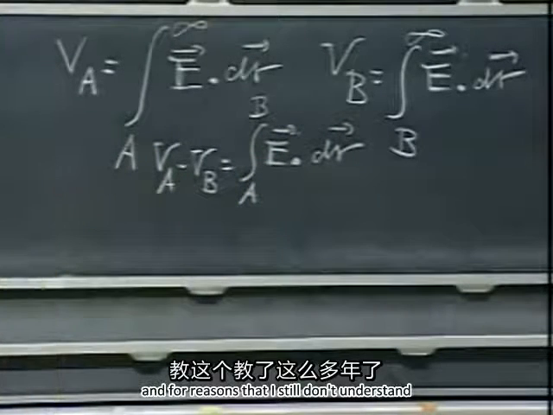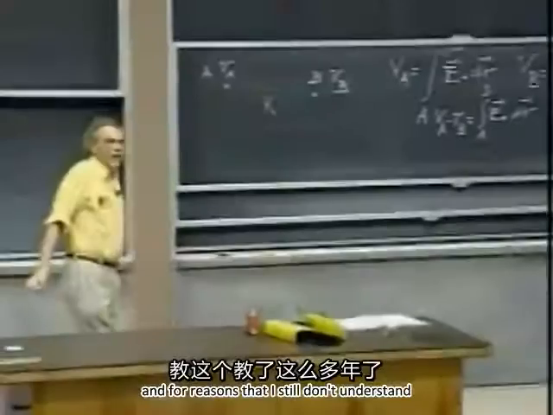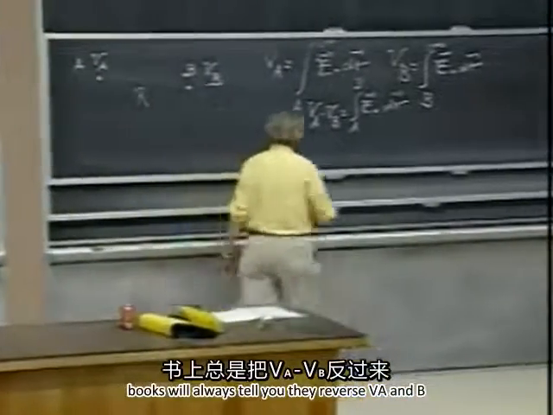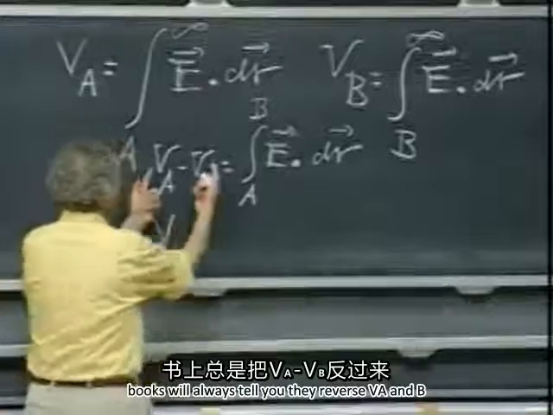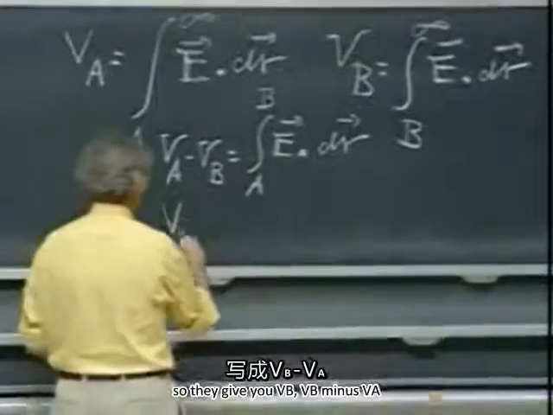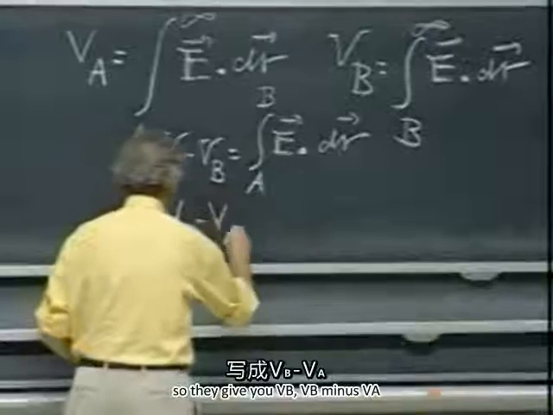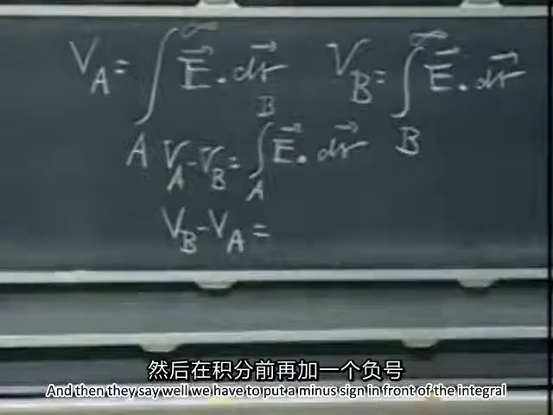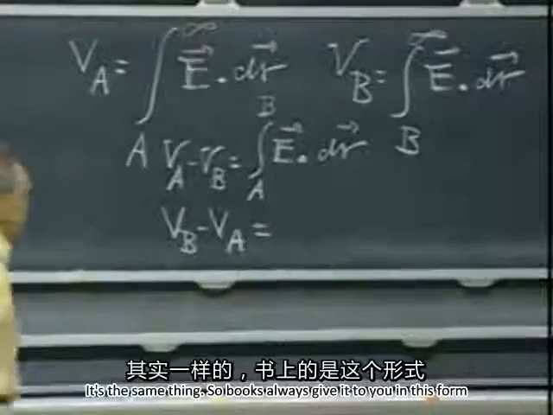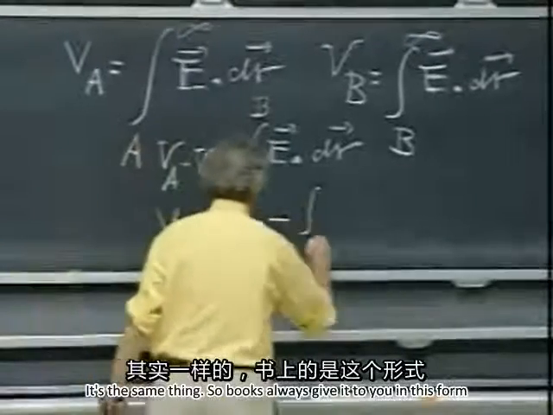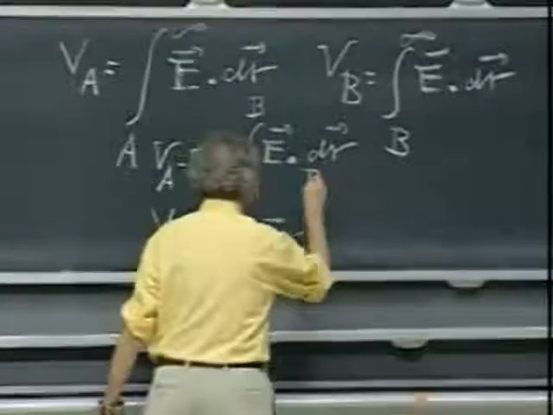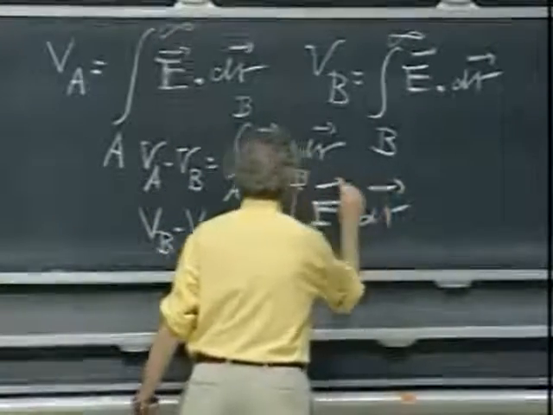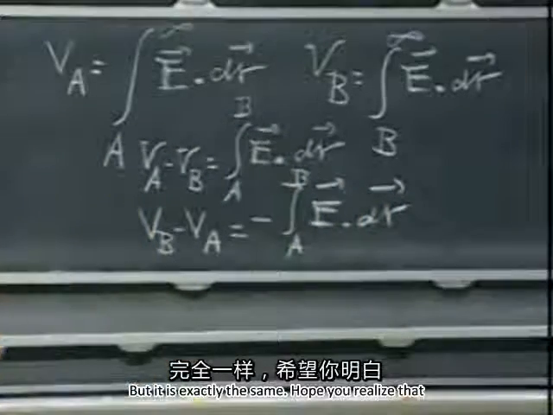And for reasons that I still don't understand after having been in this business for a long time, books will always tell you they reverse VA and VB, so they give you VB minus VA, and then they say, well, we have to put a minus sign in front of the integral. It's the same thing. So books always give it to you in this form. But it is exactly the same.